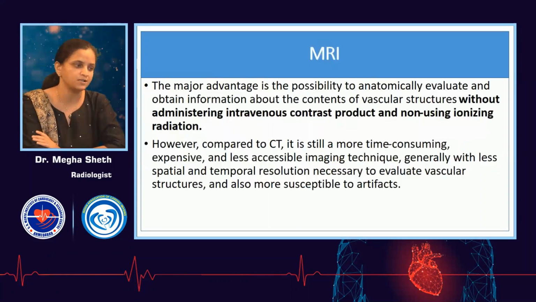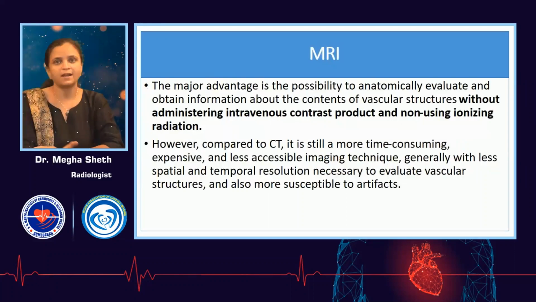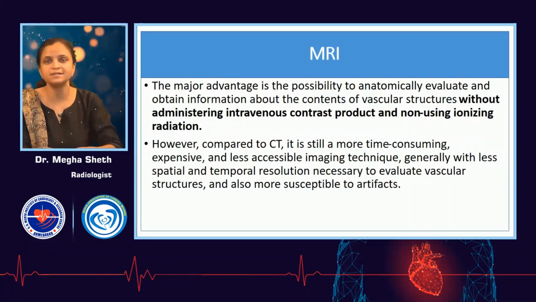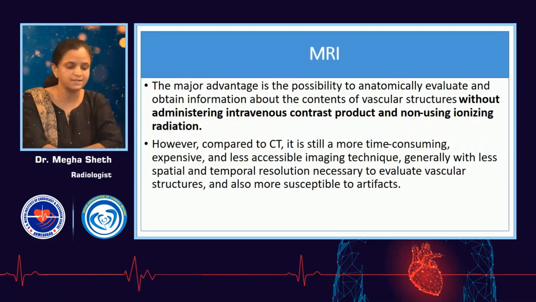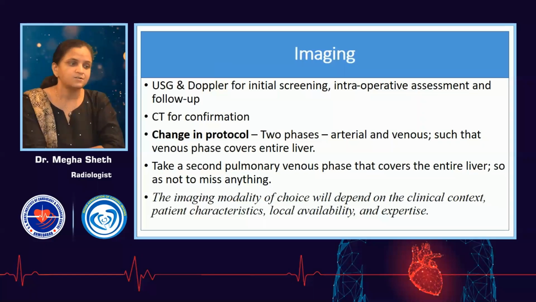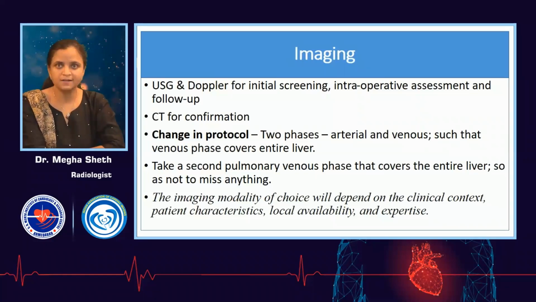Then comes MRI. MRI, again, the advantages are what we have in general, that is lack of ionizing radiation. It gives functional information also, but its spatial and temporal resolution are less as compared to CT. It is a lengthy examination and not easily available. So what we do is USG Doppler for initial screening, intraoperative assessment as well as for follow-up. CT is for confirmation prior to device or surgical closure.